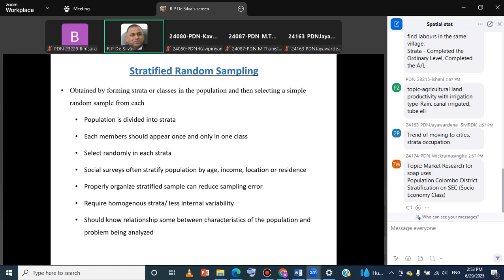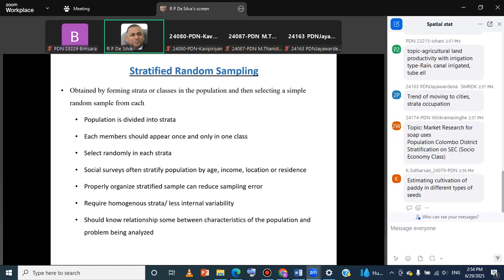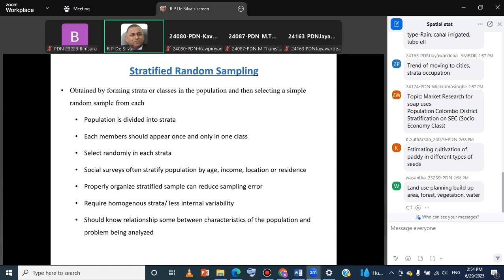So, next one, employees of the company. Karunaran. That is not a spatial example, right? We are talking about spatial examples. It's not employees of the company based on the department. It's not a spatial example.